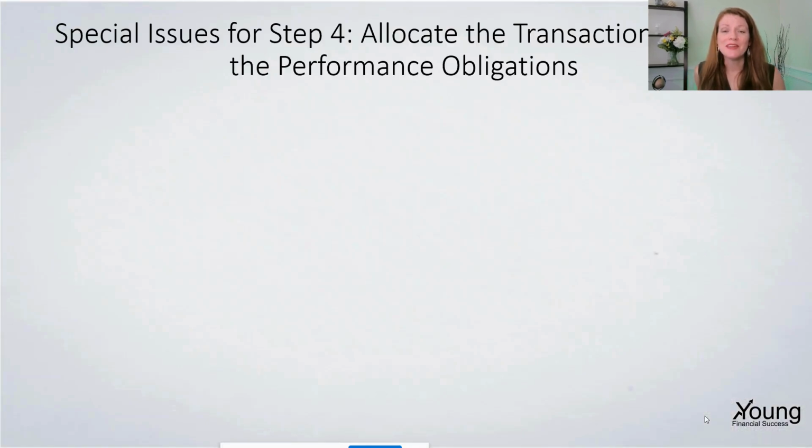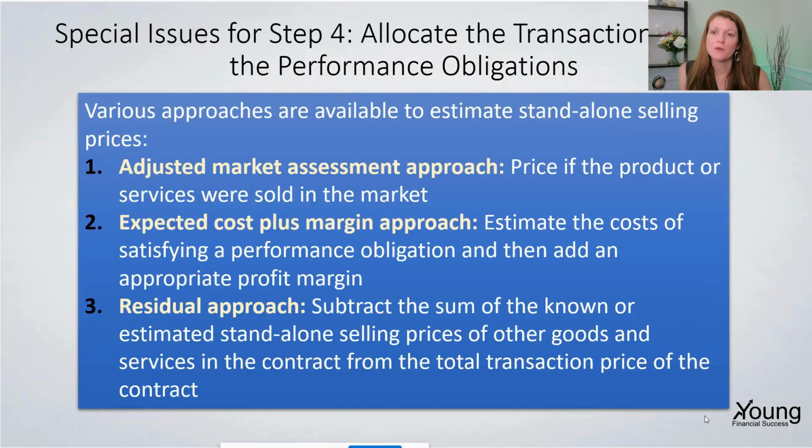All right, just a couple more things before we end this video, and then there'll be one final video for chapter 6. So step 4, allocate the transaction price to the performance obligations. There are various approaches available to estimate standalone selling prices. So here's where there are more than one obligation. There's more than one thing happening here, and we are going to use a variable method, whichever one is chosen, to figure out the standalone selling price.